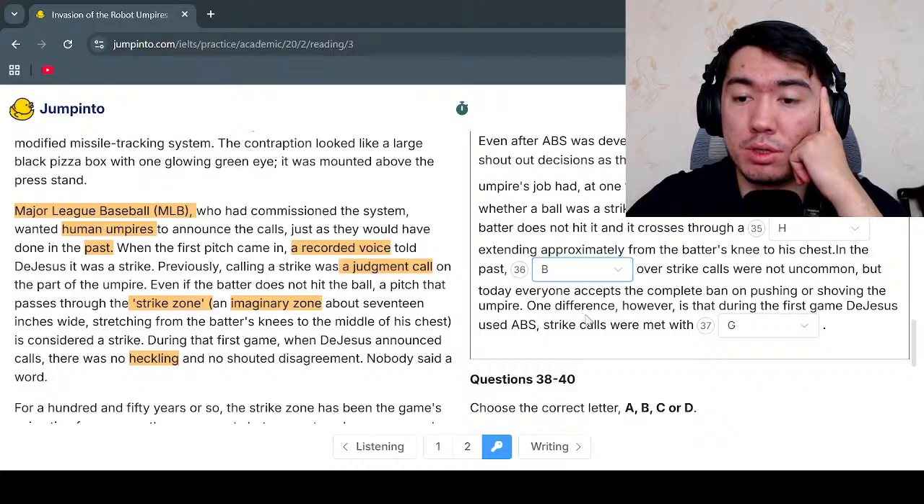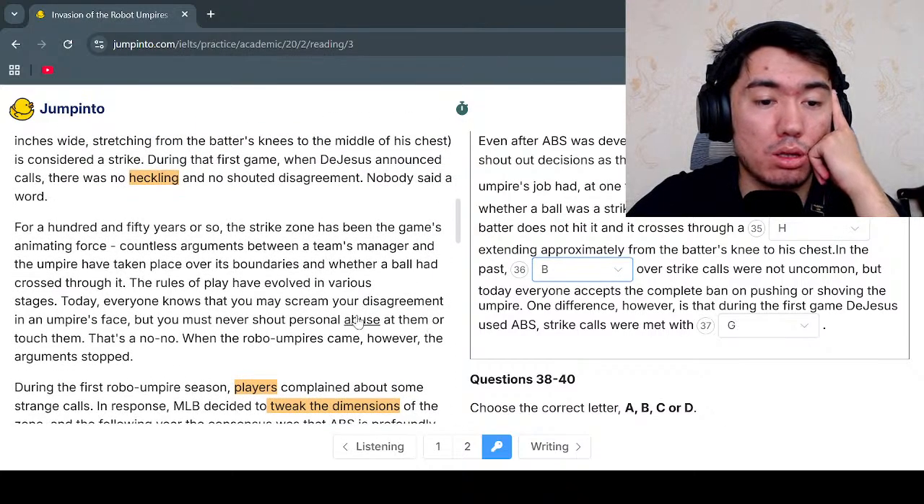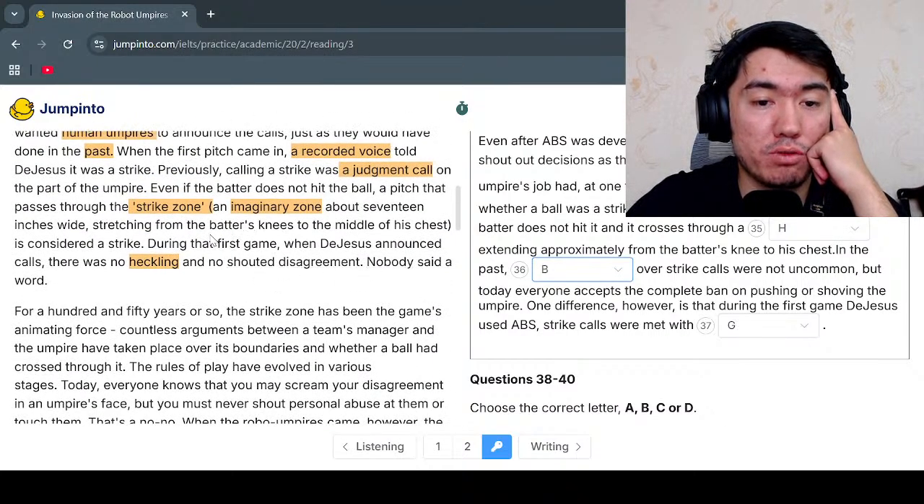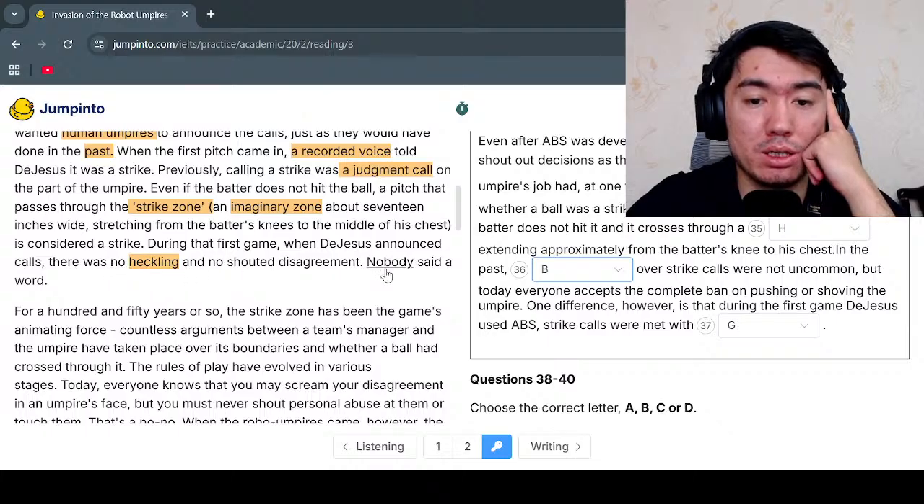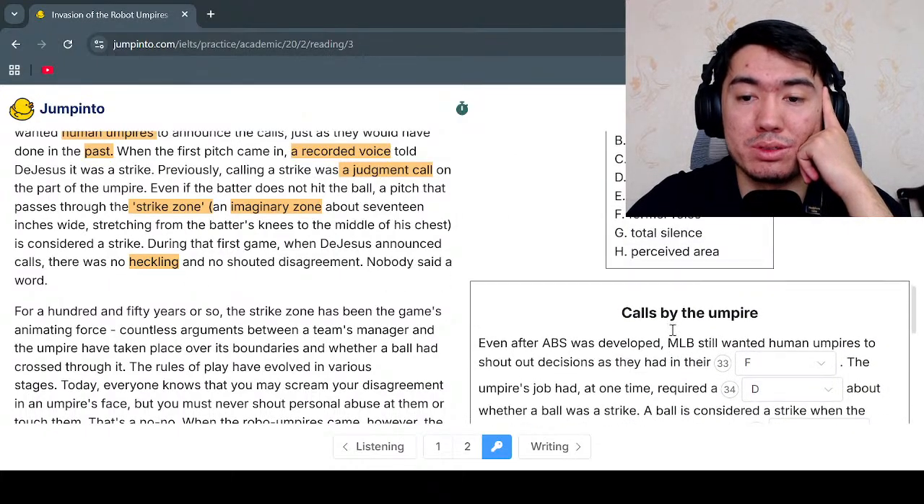One difference, however, is that during the first game, strike calls were met with... During the first game, there was no heckling. Nobody said a word. It was a total silence.